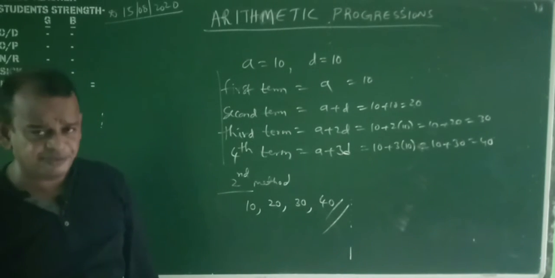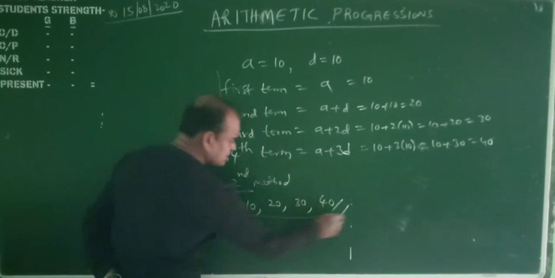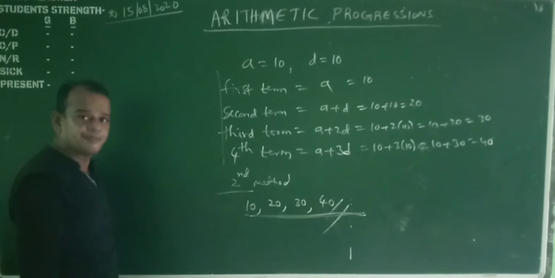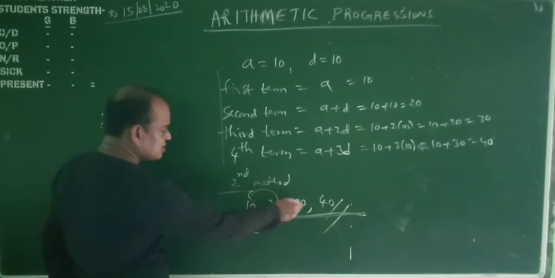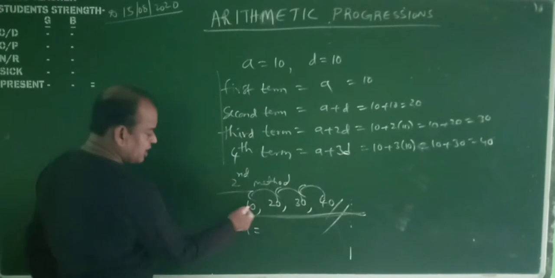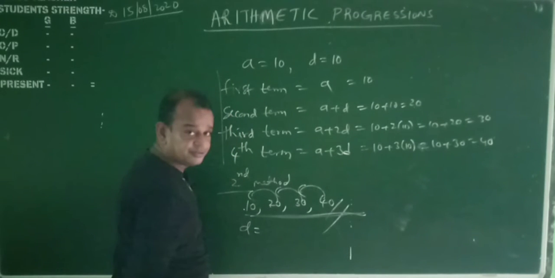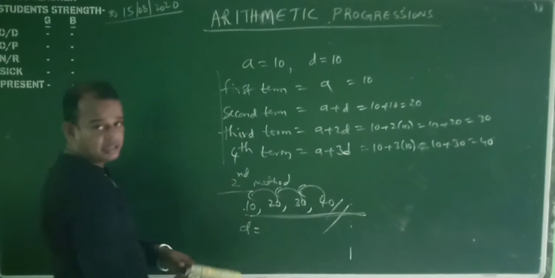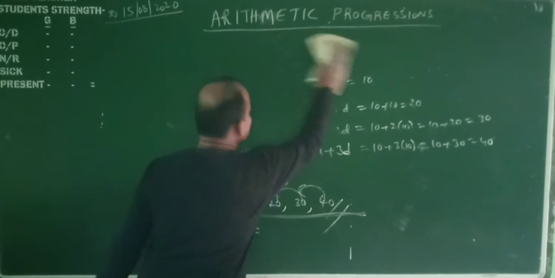How to find the common difference? Suppose the series is given. How to find the common difference? D is equal to the difference between any two consecutive numbers: 20 minus 10, 30 minus 20, 40 minus 30. That is the common difference. Okay, my dear students, these are very, very easy problems.